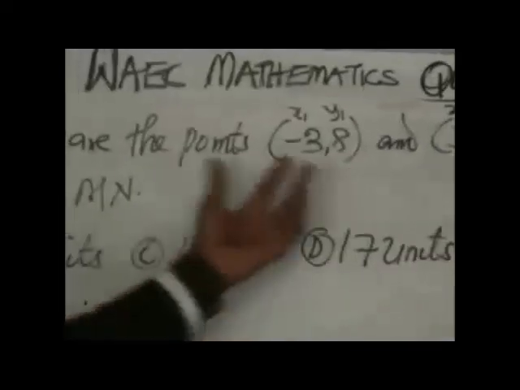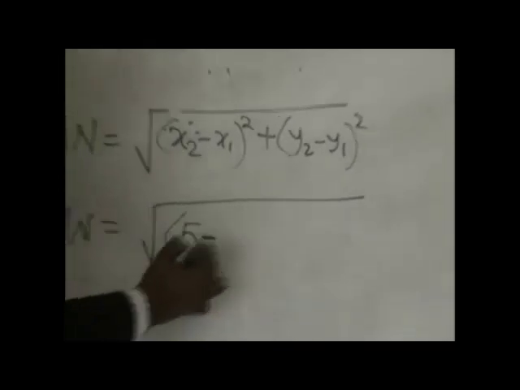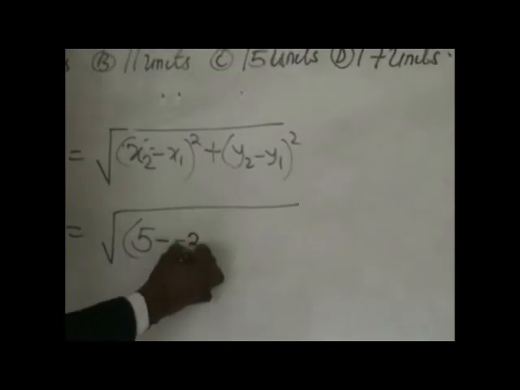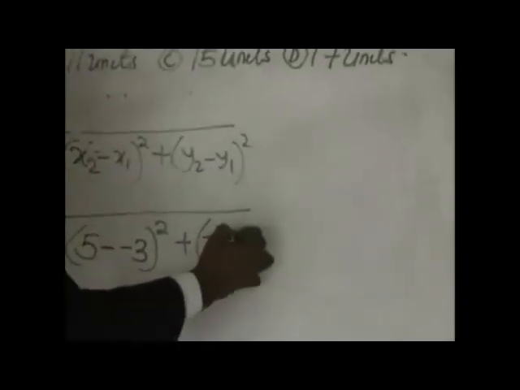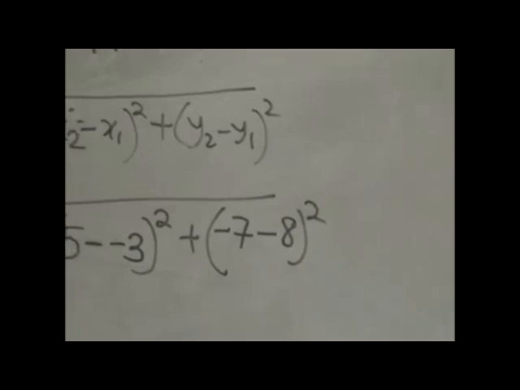So we are going to substitute these values into the formula. So this becomes MN equal to the square root. Now what is x2? x2 is 5. You put 5 here. Minus x1. What is x1? x1 is minus 3. So you put it there, minus 3 all squared. Plus y2. What is y2? y2 is minus 7. Minus, now what is y1? y1 is 8, all squared. Are you following that?